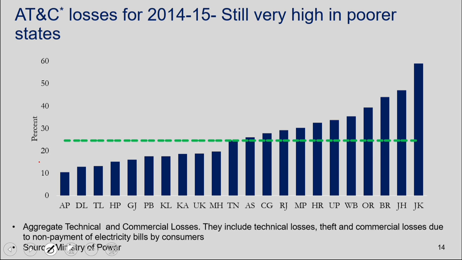But we also measure this in a slightly different way. It's called ATC losses, aggregate technical and commercial losses. They include technical losses, theft, and also commercial losses due to non-payment of electricity bills. And what we see here is that as you go towards the right, you see states with pretty high losses, and Jammu and Kashmir is amongst the less well-performing states. And again, you see the same UP, West Bengal, Orissa, Bihar, Jharkhand, MP, Rajasthan, bringing up the less progressive part of this. So AT&C losses are very high in India, and this is a big part of the problem.